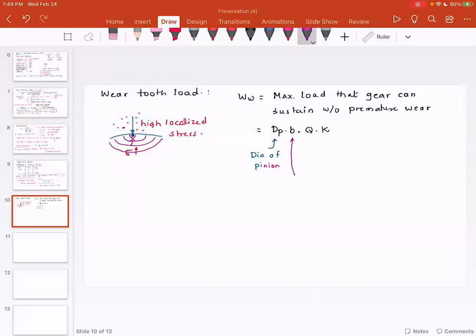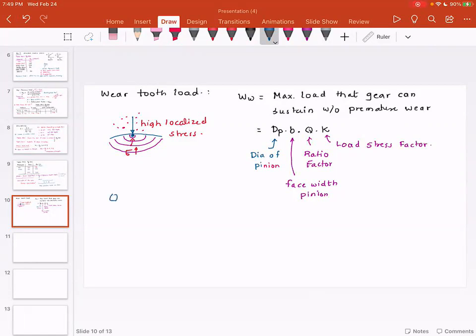So this B is the face width of pinion. Q is the ratio factor. And K is called the load stress factor. And it may seem that the gear design is sort of complex, but it's really not. I will give you a step-by-step recipe, and that will make our life very simple.